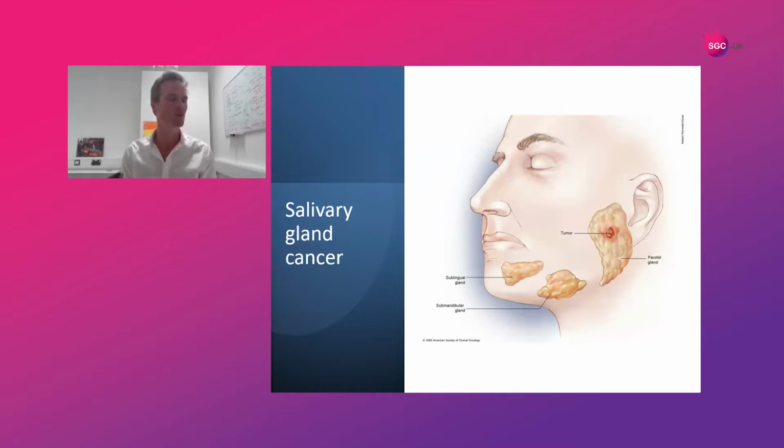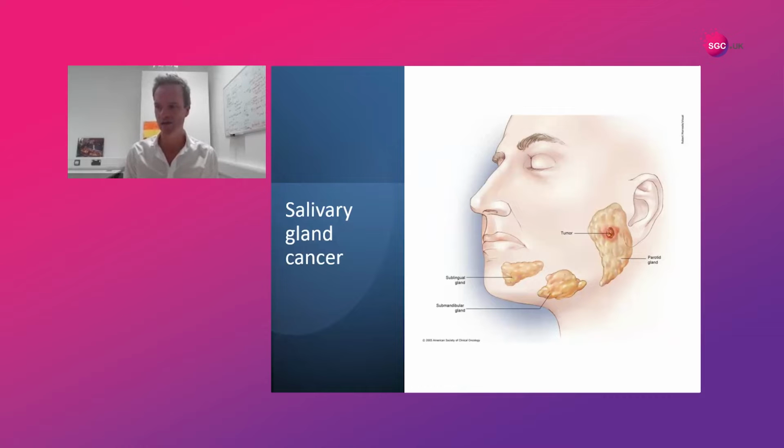The parotid, which is just in front of the ear. The sublingual, which is, as the name suggests, under the tongue, and the submandibular, which is under the mandible, the jawbone. And you've got 1 on each side. So you've got 6 of these in total. And so these are the major salivary glands.